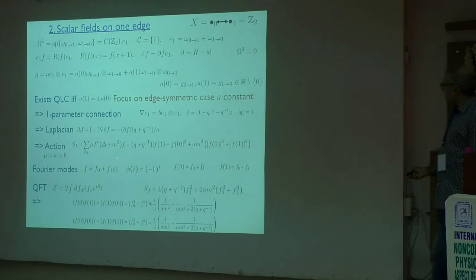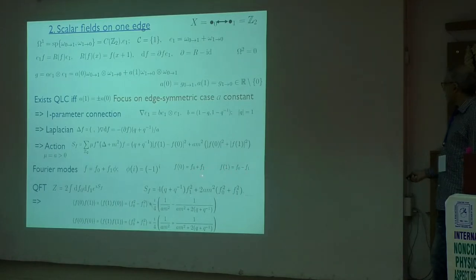Now it's useful to Fourier transform it. So there are two plane waves on Z2. One is the constant function, and the other is the function which changes sign. And so if I expand f in those terms, then it just means that the value of the function at 0 is this combination and the value of f at 1 is this combination, and f0 and f1 here are the Fourier coefficients.